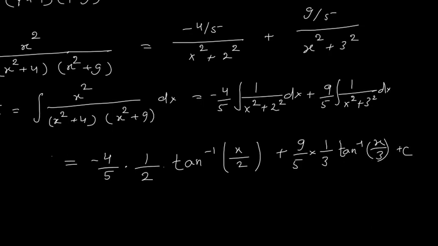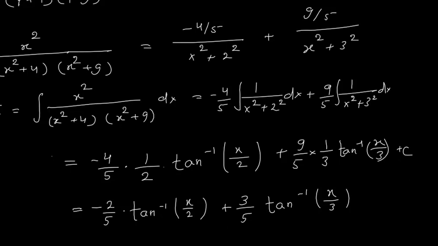So this is minus 2 upon 5 into tan inverse x upon 2, plus 3 upon 5 into tan inverse x upon 3, plus constant of integration c. This is our answer for I: I equals minus 2 upon 5 tan inverse x upon 2 plus 3 upon 5 tan inverse x upon 3. Done?